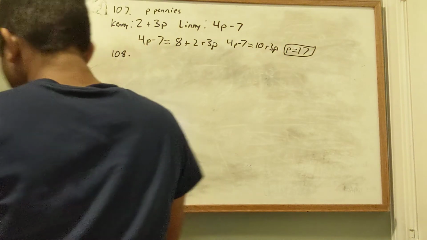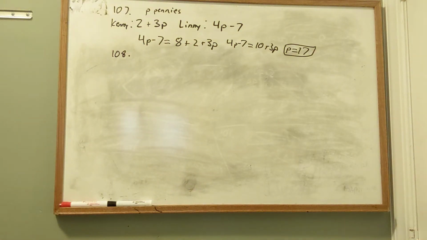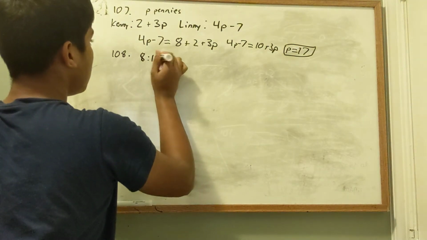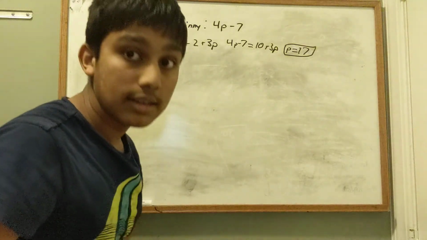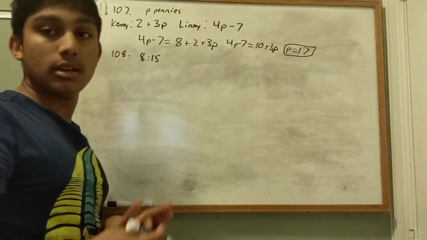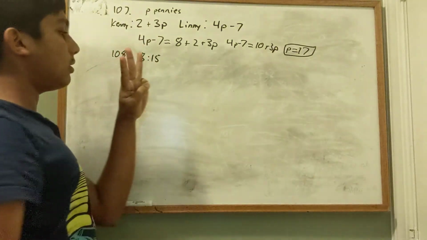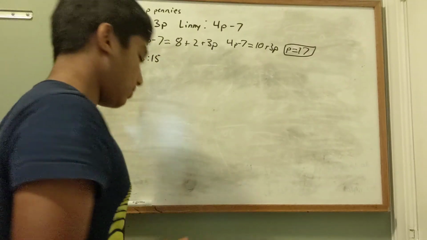108. A train departs DC at 8:15 and arrives in New York City at 12:05. We want to figure out how many minutes that was. From 8:15 to 9:15, 10:15, 11:15, 12:15, that's 4 hours. So 9:15 is 1, 10:15 is 2, 11:15 is 3, 12:15 is 4.